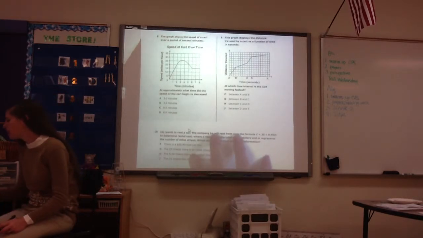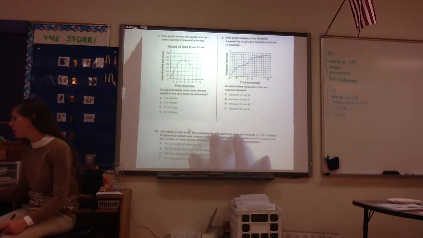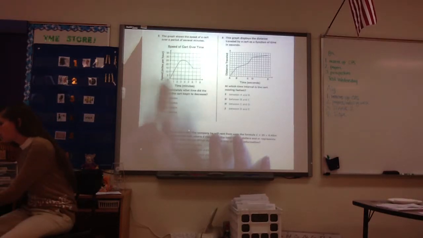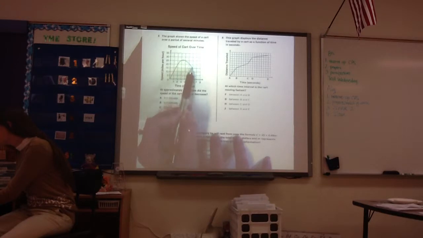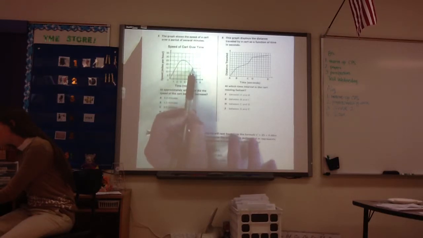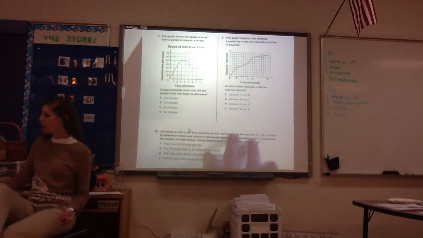Number 5 says the graph of this shows the speed of a cart over a period of several minutes. Let's first talk about what this cart is doing. It starts off at a resting position at 0, 0, and it increases to about right here, and its speed is maybe 26 miles per hour. Then it decreases back down to 15 miles per hour over this period of time, and then it stays consistently at 15 miles per hour.